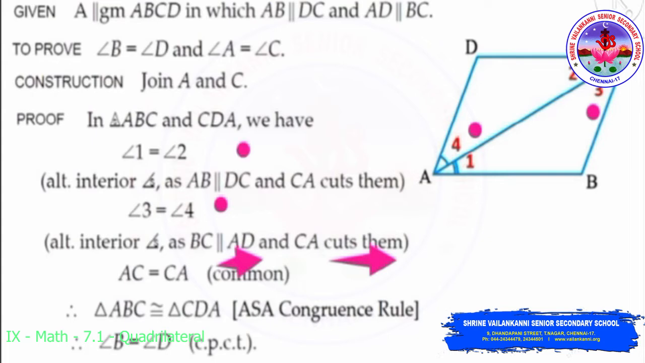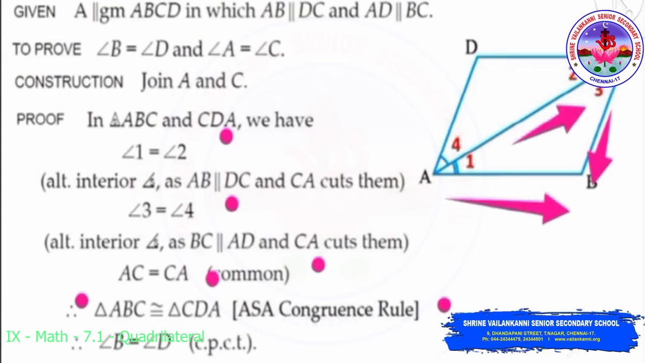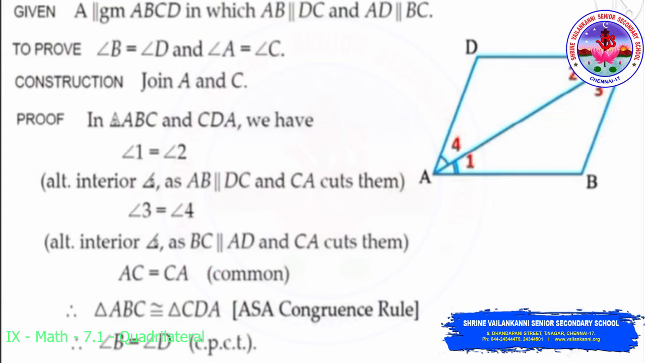So I got two angles which are involved in triangle ABC and CDA. Then we find that AC is a common side to both the triangles. So these two angles lie on the common side AC. So I can use the ASA congruence rule. Triangle ABC is congruent to triangle CDA. So I can prove that angle B is equal to angle D by CPCT, since these two angles are involved in the congruent triangles ABC and CDA.